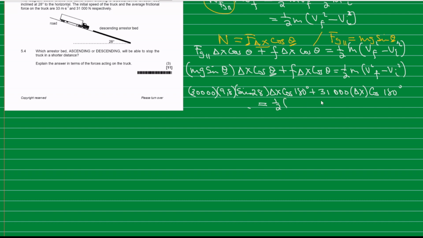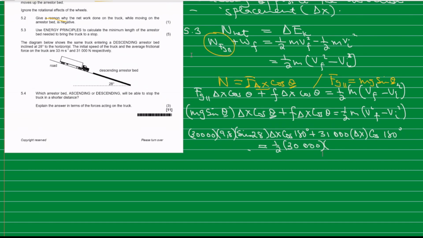This is going to equate to half m, where m is the mass of the truck, 30,000, times v final. Assuming it is going to come to a stop, because it says here needed to bring the truck to a stop, stop means our final velocity is 0. So we have 0 squared minus initial velocity squared. Initial is the velocity at which the truck entered.